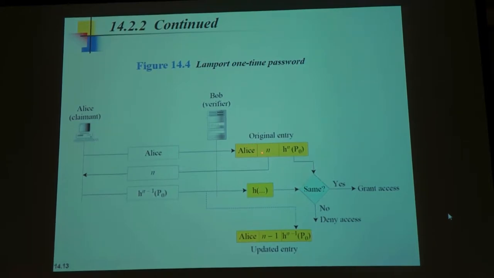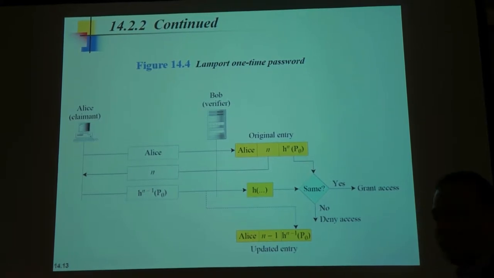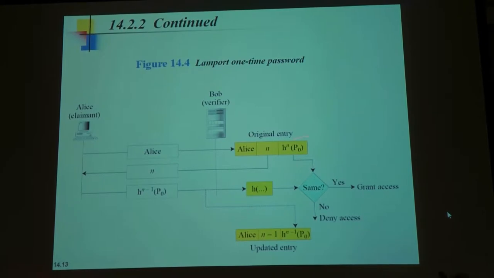The Nth hash. You compare it with the stored one, the Nth hash with the Nth hash. When you hash the N minus 1, it becomes the Nth hash. If they are equal, then grant access. If they are not equal, don't grant access. This Lamport one is the same idea.